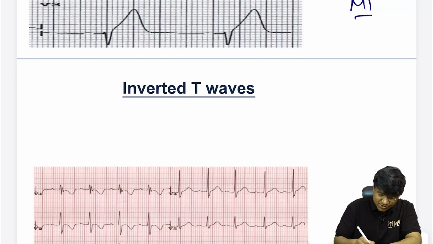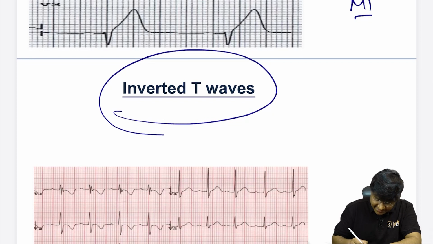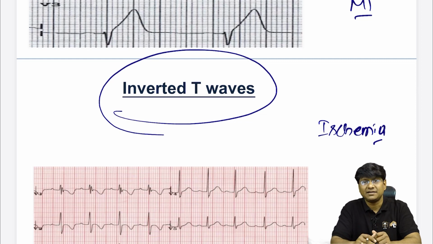Then what are the conditions where you have the presence of the inverted T wave? You have that in patients with ischemia, as well as in strain patterns like RVH and LVH. There also you will have the T wave being inverted.